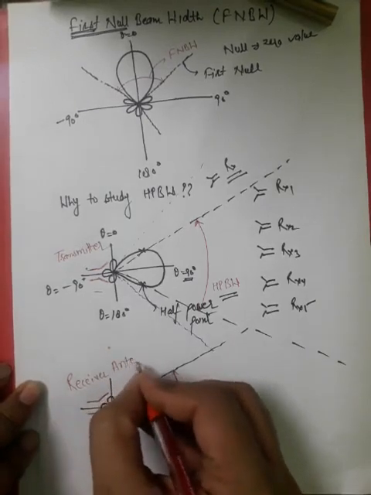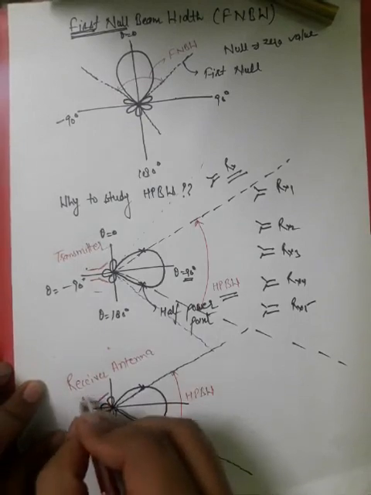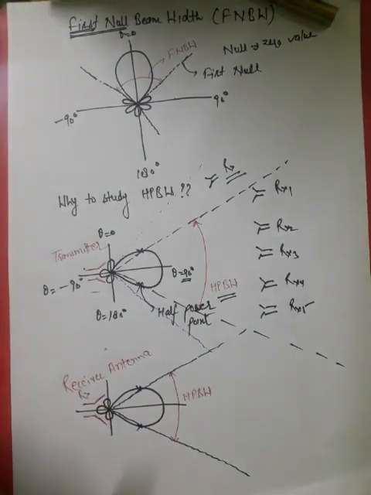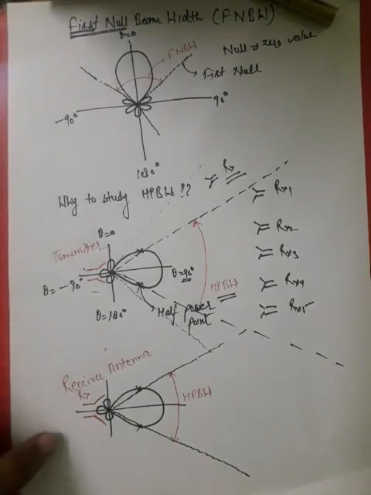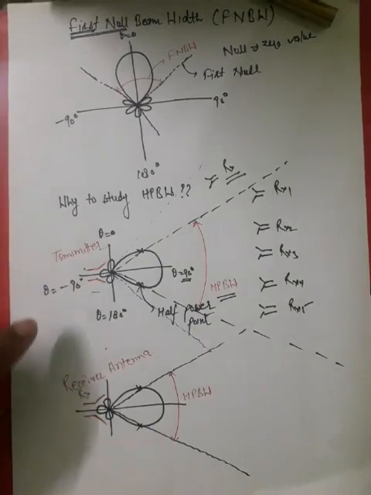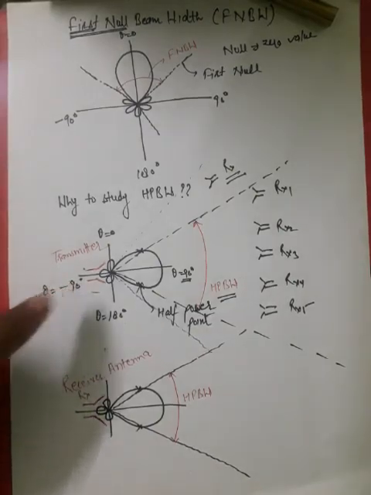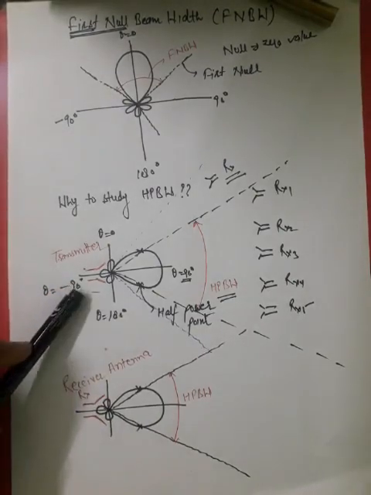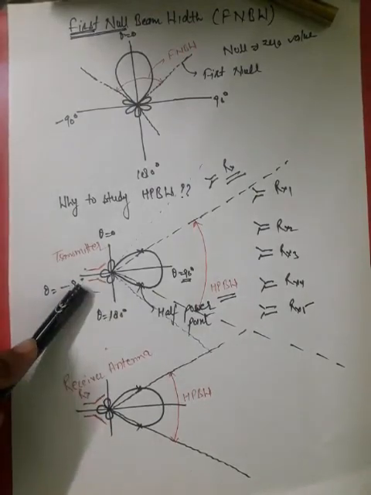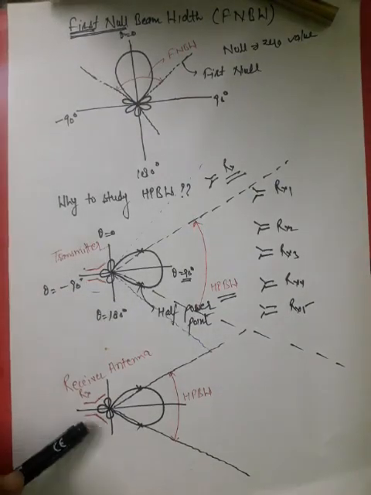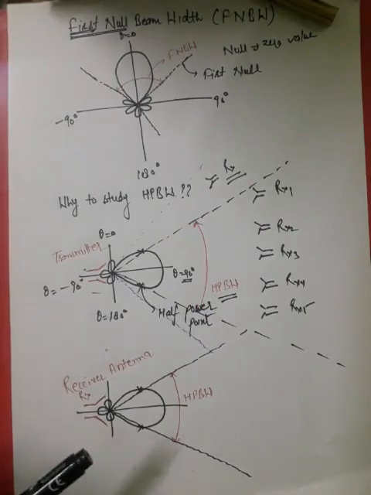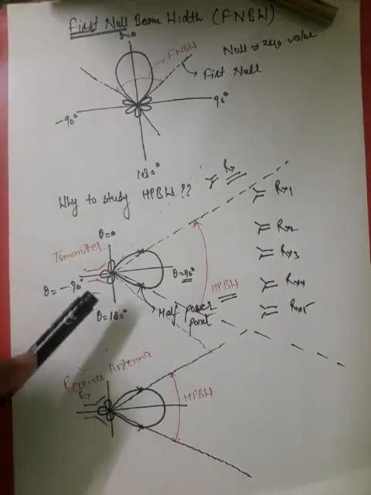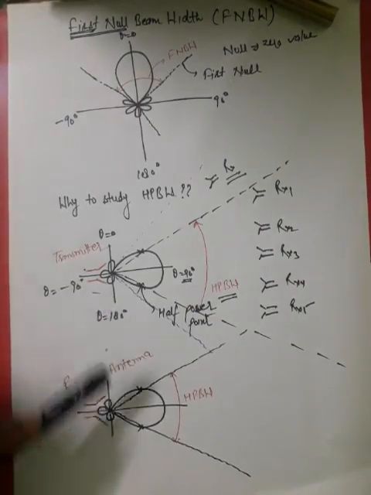Receiver antenna, RX. Now when it is a receiver antenna, similar antenna, first condition I have just considered that it is transmitting the power. Same antenna when it is behaving as a receiver. So when it is behaving as a receiver, every parameter will remain same.